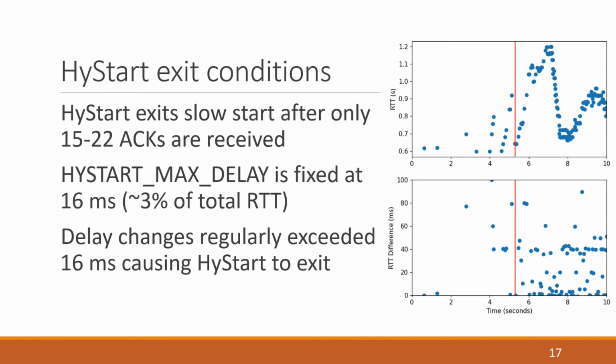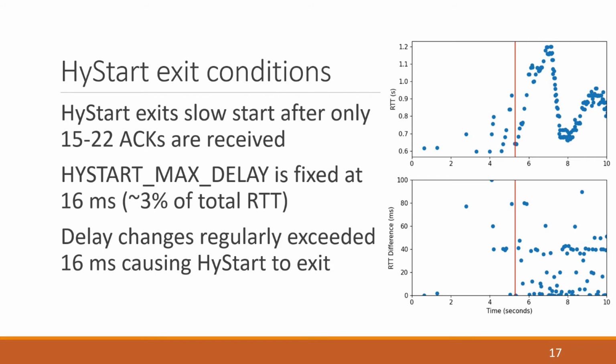So we found that delay changes regularly exceeded that 16 milliseconds. As you can see in the bottom graph, there are lots of values that are higher than 16 milliseconds. And so that caused HyStart to exit early, thinking that it was reaching congestion, when really it was just a high variation in round trip time, but a very low percentage variation in our round trip.